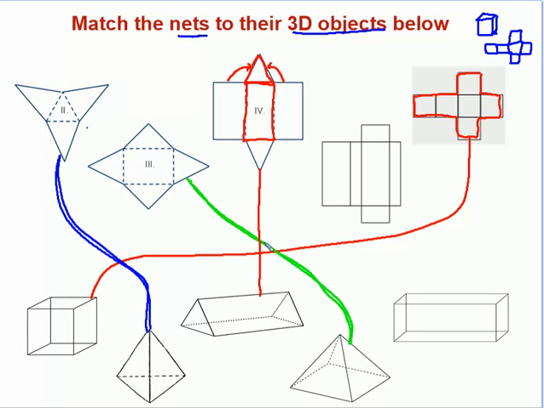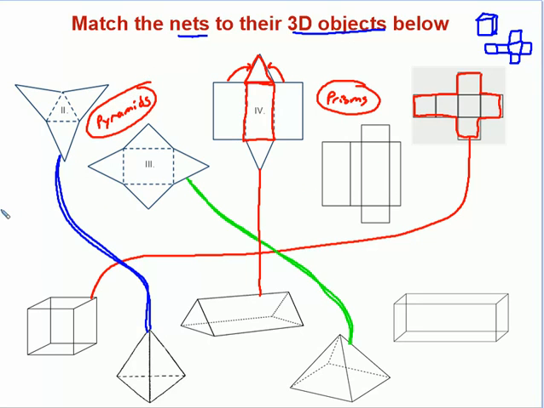So we're going to connect that one. That is called a triangular prism. So these two here are prisms. And actually, so is this one. These 3 are all prisms, and these 2 are pyramids. That'll be helpful in just a little bit.